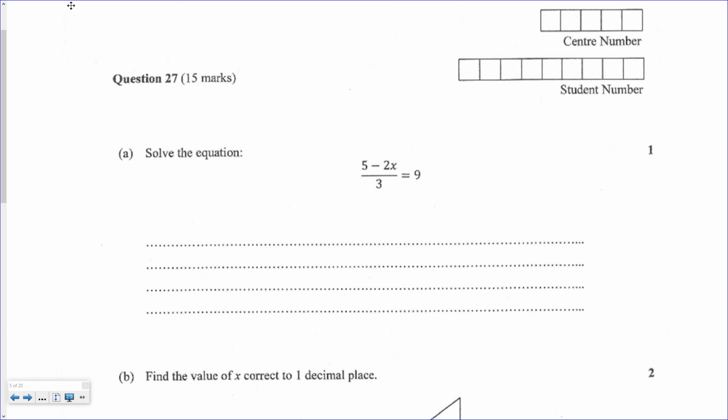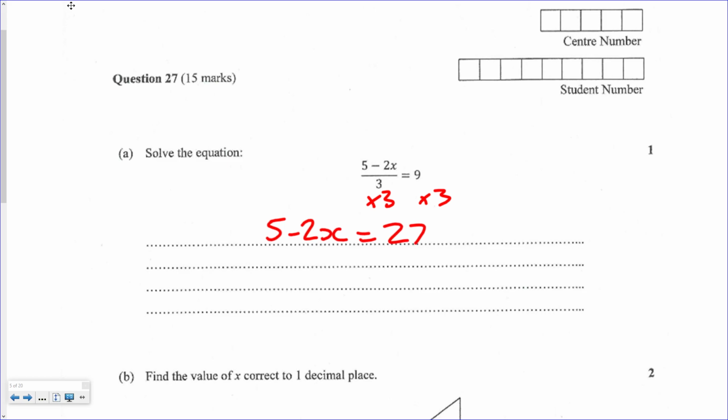So we're just going to follow our basic rule: whatever's the furthest thing away from x is what we're going to get rid of first. So here we need to decide, are we going to get rid of the 5, the 2, or the 3? Well, we'll get rid of the 3 first by multiplying. This is saying divide by 3, so the opposite of dividing by 3 is times by 3, and times by 3. So we have 5 minus 2x equals 27.